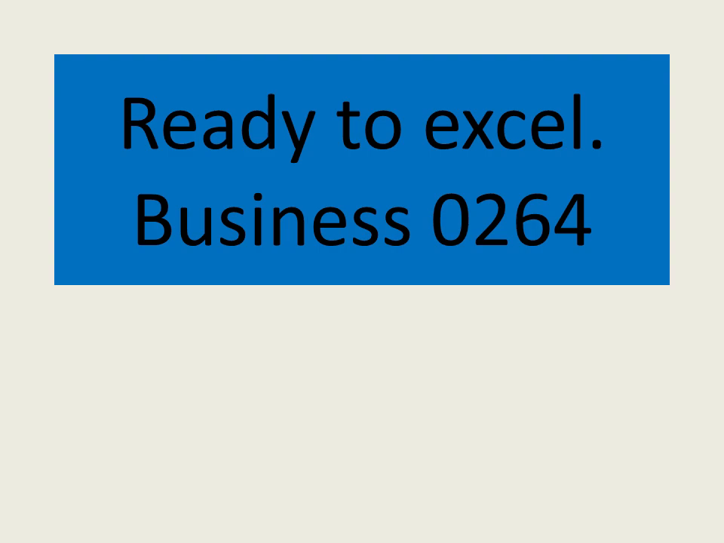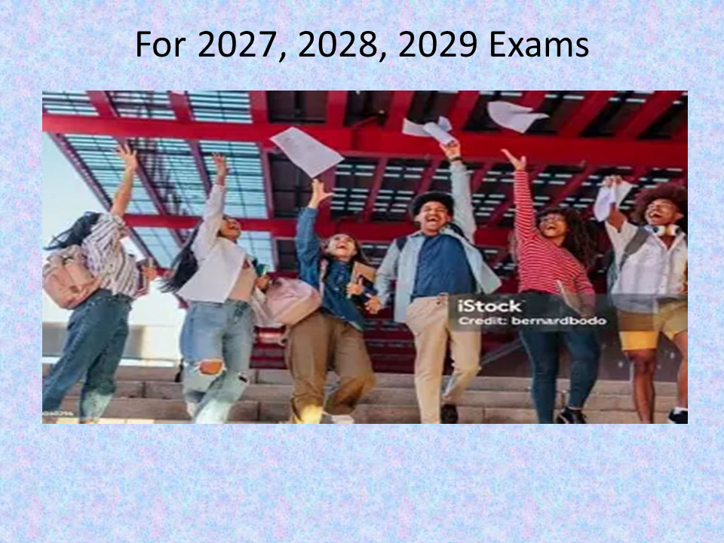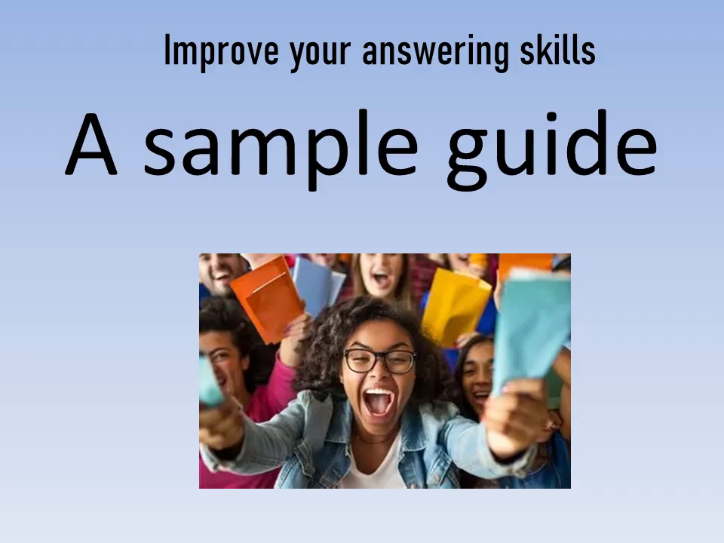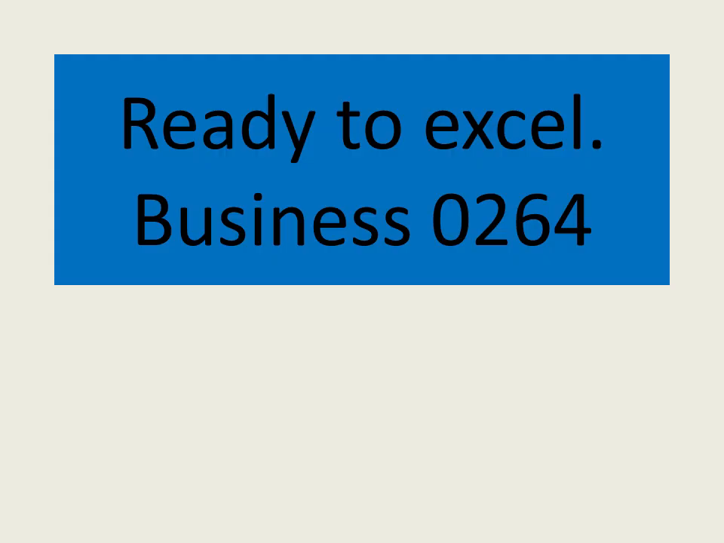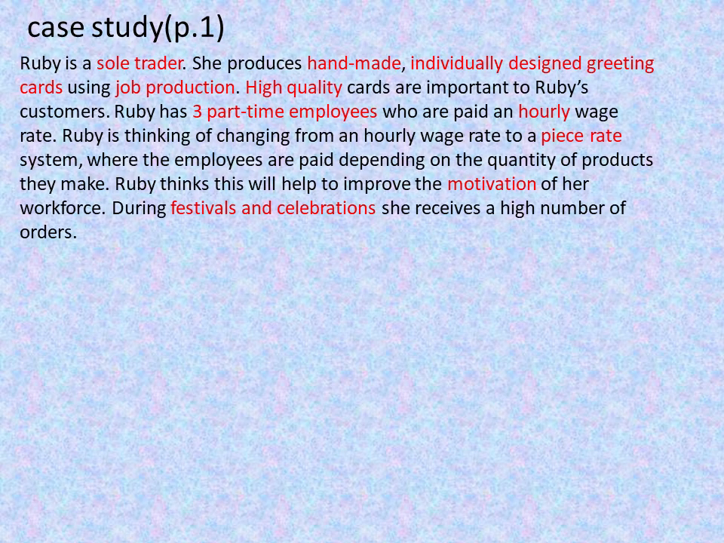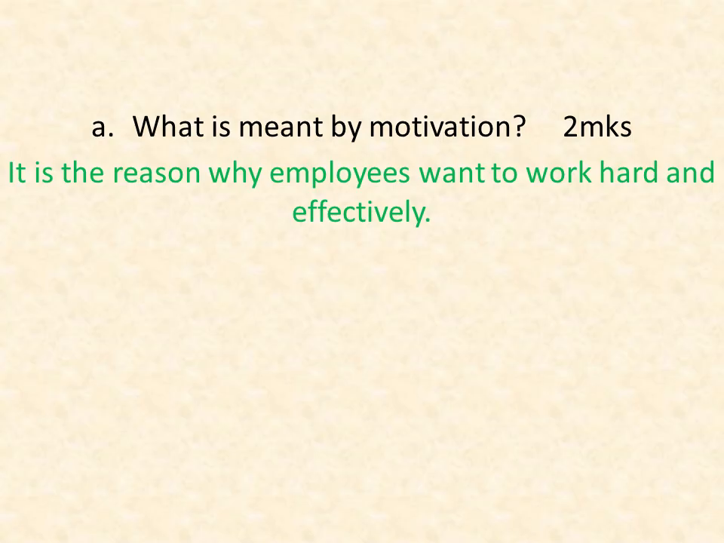Hello, you could use this guide to improve your results or your question answering skills in paper 1, especially if you're going to sit for exams in 2027, 2028 and 2029. So here is a sample case study, and I have gone ahead to highlight application words or evidence words that you could use as you answer your questions, especially on part B, part C and part D. So all the words in red could act as very good evidence as you write your answers.